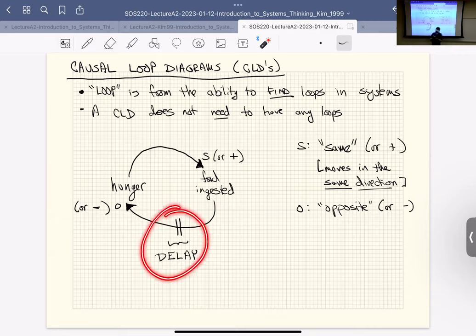So we need to add those delays in there to indicate that this is something that takes longer than kind of the rest of the system. So you could put delays on every link, but it ceases to be useful. So you just have to put them on the links that are particularly strong delays relative to the others. So any questions about these notations so far? Yeah.